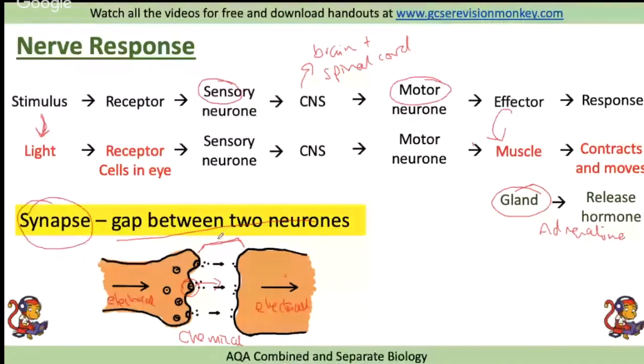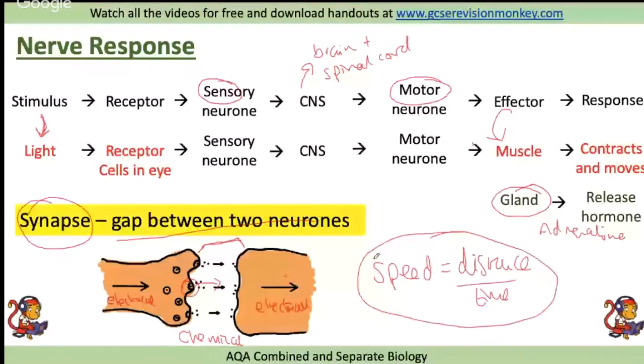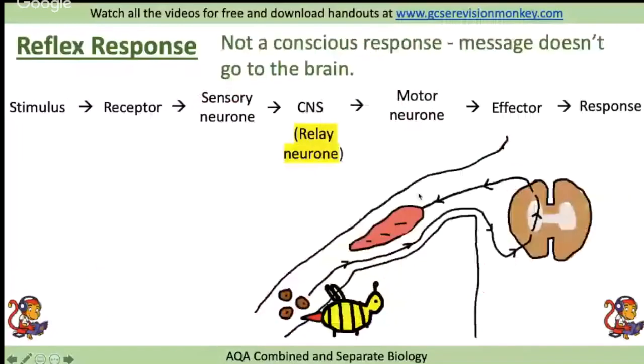And in the exam, they might talk about using the equation speed equals distance over time in relation to how quick nerve responses are, but they'll just expect you to know that anyway from key stage 3. So reflex response then, sometimes you have a very, very quick response and it doesn't go to the brain to be coordinated. So normally our central nervous system means that the signals go up the spinal cord to the brain and that coordinates the response. That's the coordinator. However, in this case, the message just nips across the relay neuron instead, which is in the spinal cord.